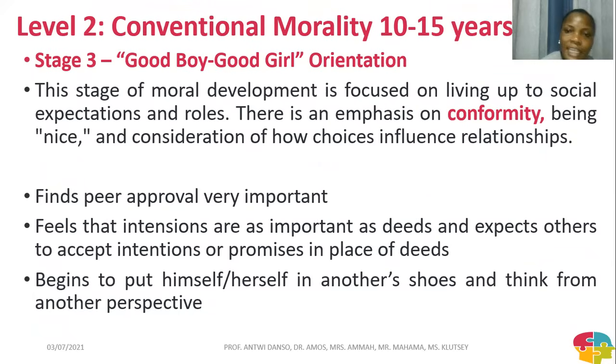Let's move to the second stage of what? Morality. Good girl, bad girl orientation. That is stage 3. And it falls under what? Conventional morality. At this stage of moral development, it is based on what? Living up to societal expectations and rules. What does society expect of you?